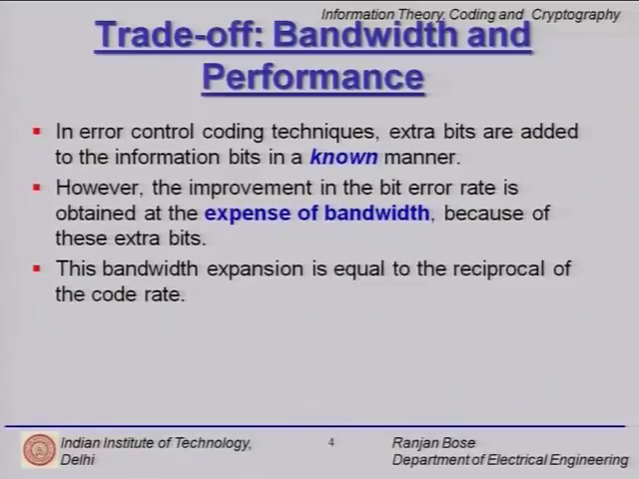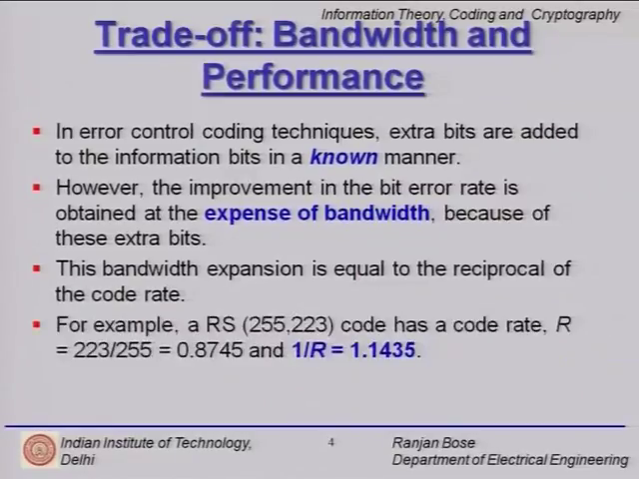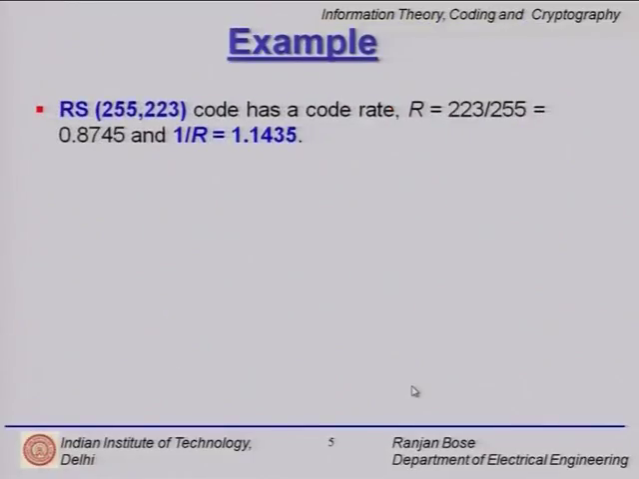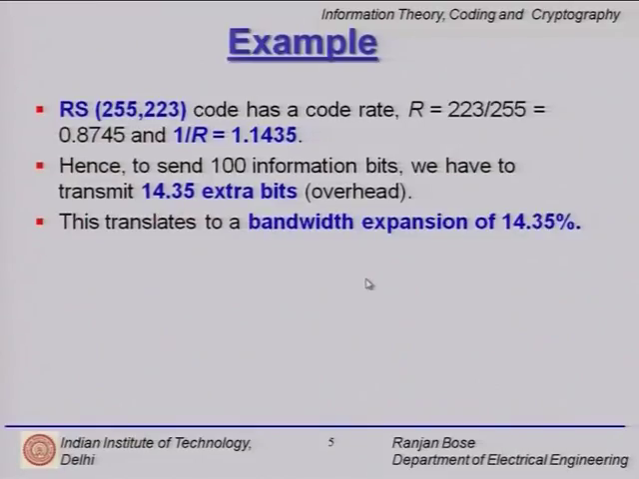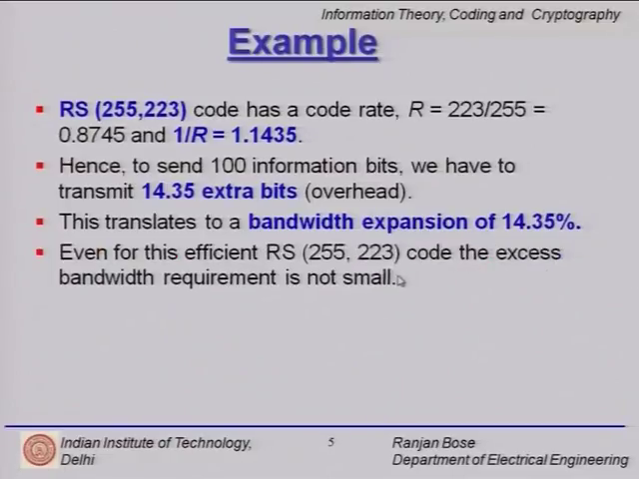The bandwidth expansion is equal to the reciprocal of the code rate. For example, if you have the Reed-Solomon 255,223 code, then 1 over r is equal to 1.14. So, there is a 14% expansion. Now, this tantamounts to, for every 100 information bits, about 14.35 overhead bits on an average. So, a 14.35% expansion of bandwidth. This is non-trivial even for an efficient code like Reed-Solomon 255,223.